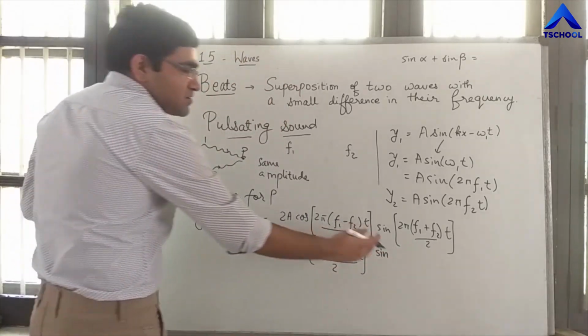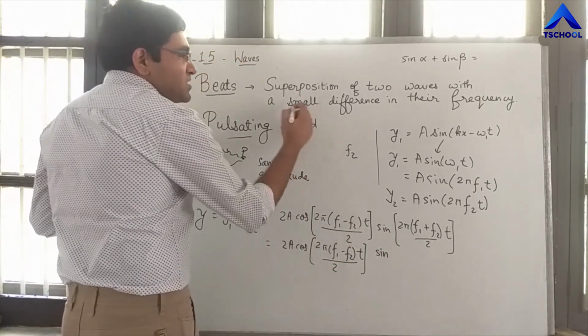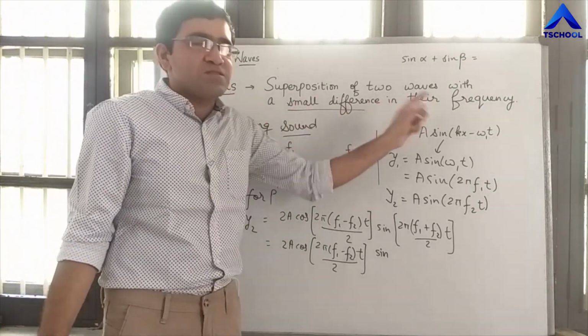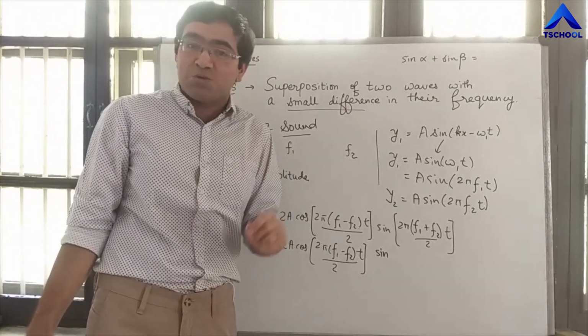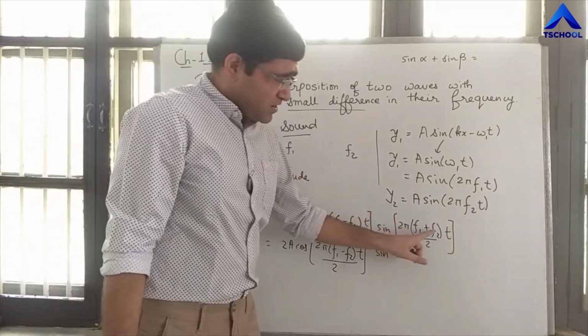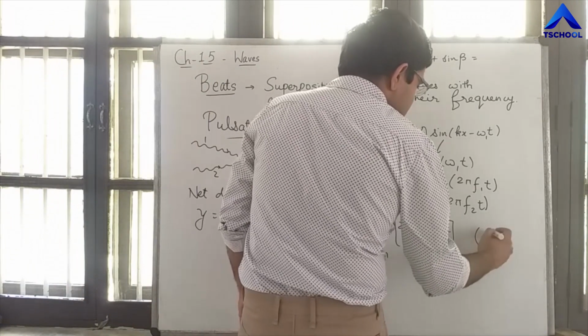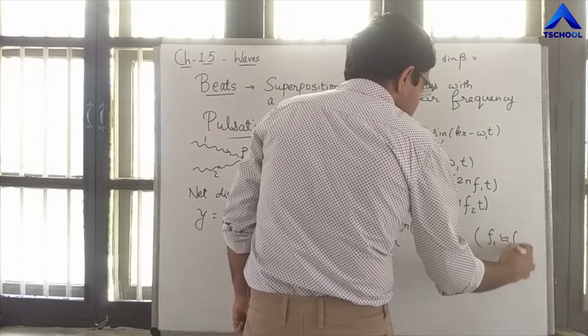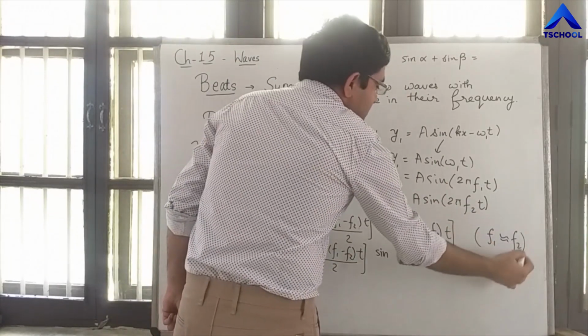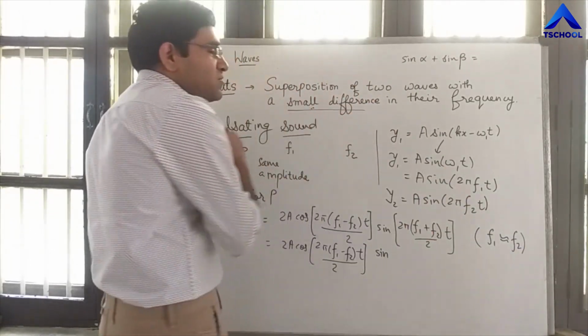Now this is where we are going to make a change. We have that beats occur when there is a small difference in the frequency. Again, the difference is small. So what happens is that f1 and f2 are nearly equal to each other, due to the small difference.